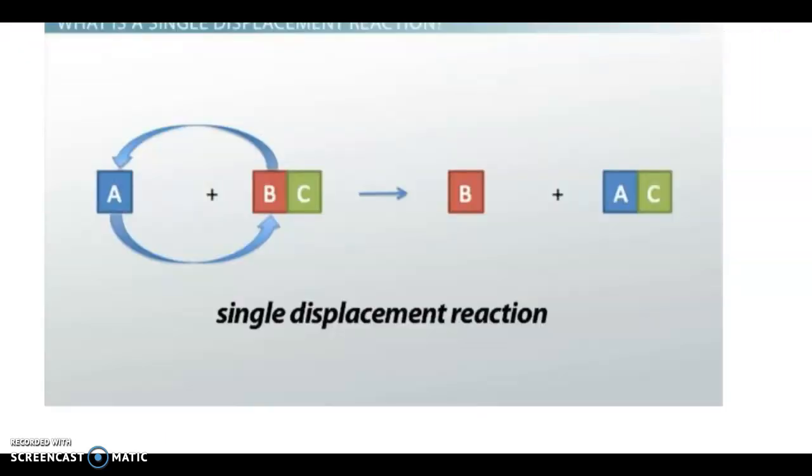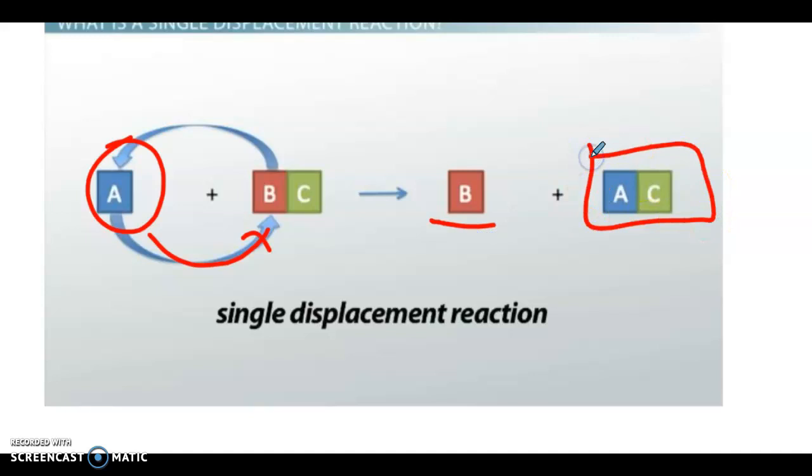A single displacement reaction is when you have one element all by itself and it's going to replace another element in a compound. So if A is the element all by itself, it's going to kick out B, and then in your products B will be all by itself and A will be bonded to C. So you always start with one thing by itself, and then that one thing that started by itself ends up bonded, and the other thing is going to be on its own.